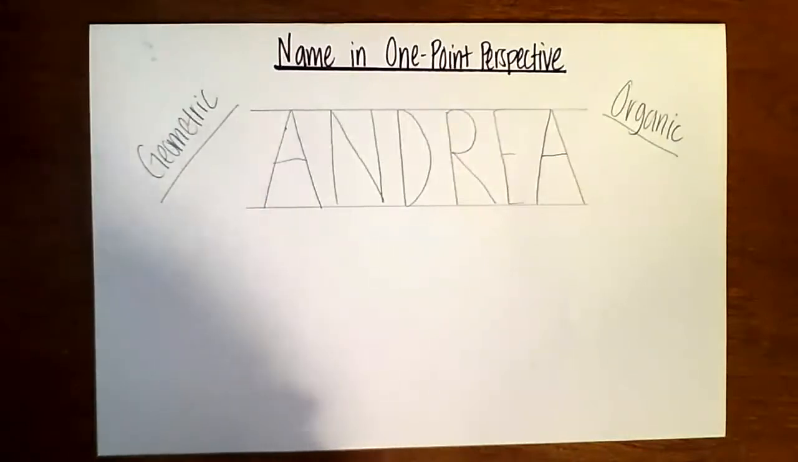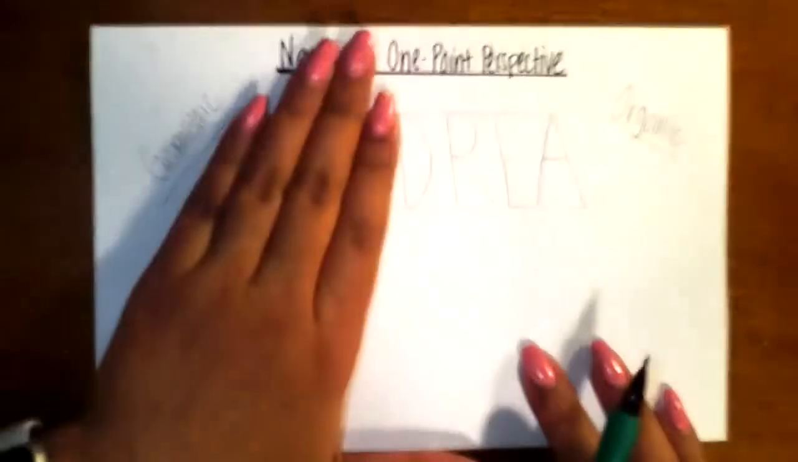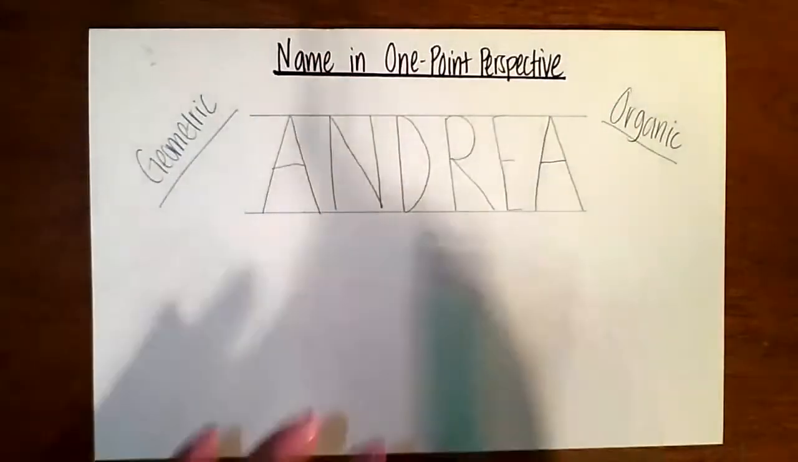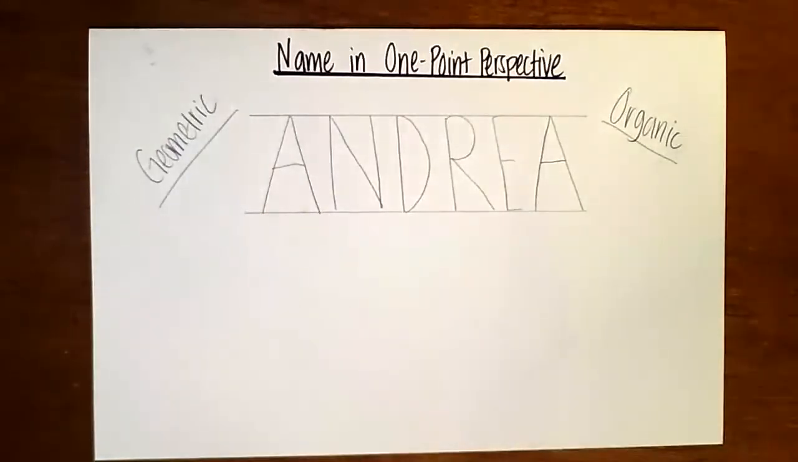If you have a really, really long name and you don't want to do the long name, just write a nickname. My nickname is Rhea, but for the purpose of this video, I'm making my entire name so I can do half geometric and half organic.